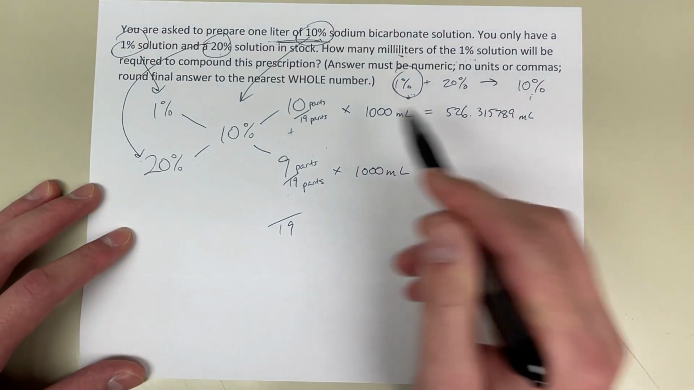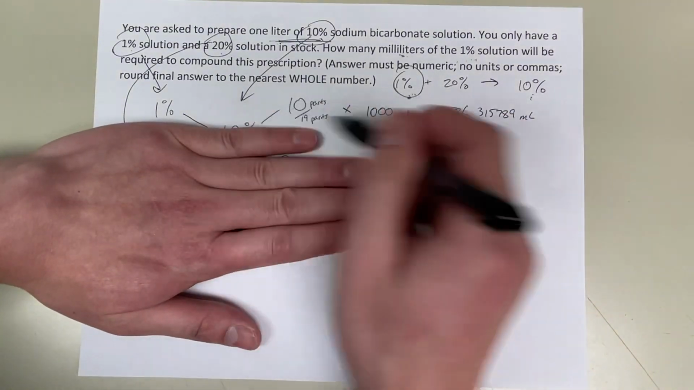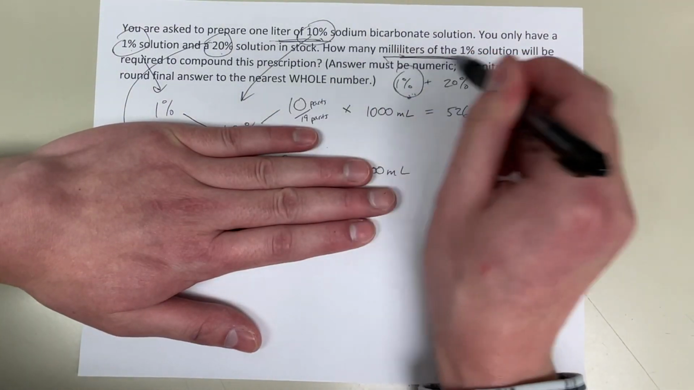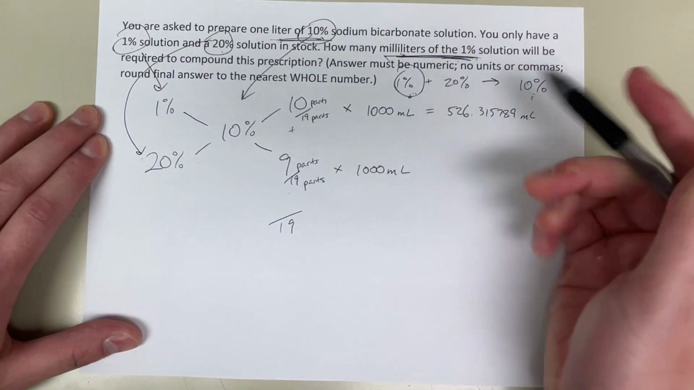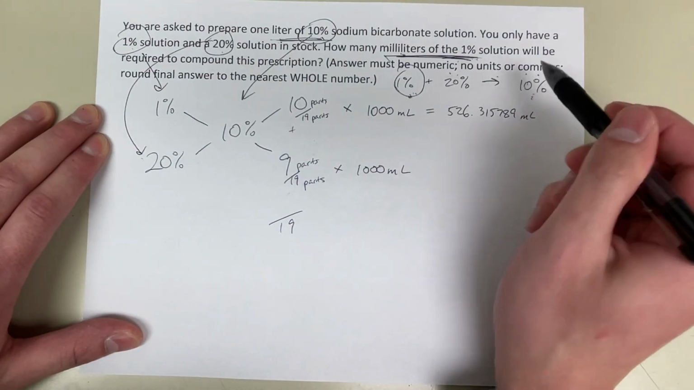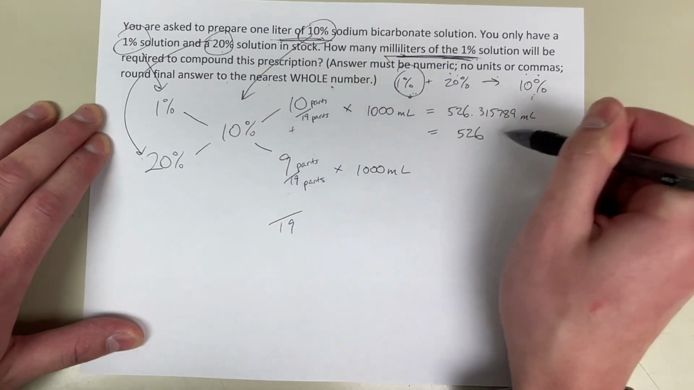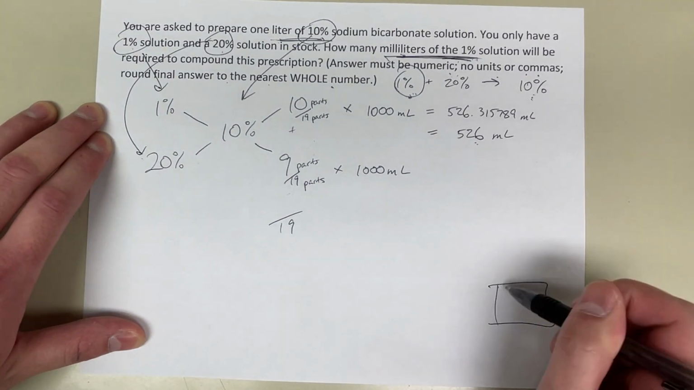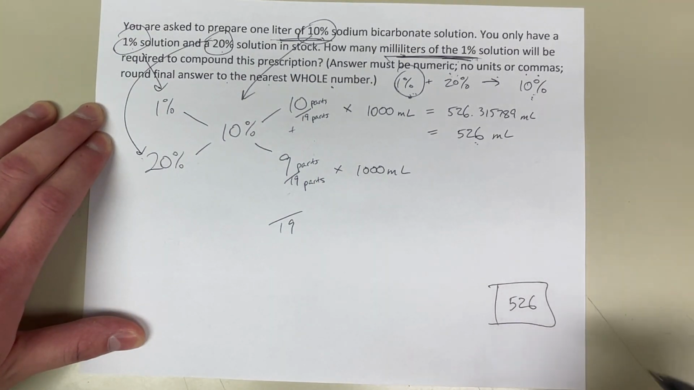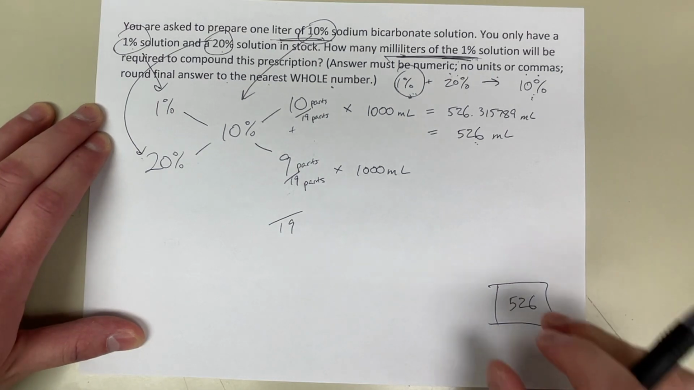And if you're not that good in math, that's all you have to do. Just solve for this, because this top half is the 1%, and the question's asking how many milliliters only of the 1% solution. And then just follow the instructions: numeric answer, no units or commas, and round final answer to the nearest whole number. So that equals 526 milliliters because they want a whole number. And so the answer in the computer, you just put in 526, and that's your answer. So if you understand this, that's all you have to do. You could end this video right now.